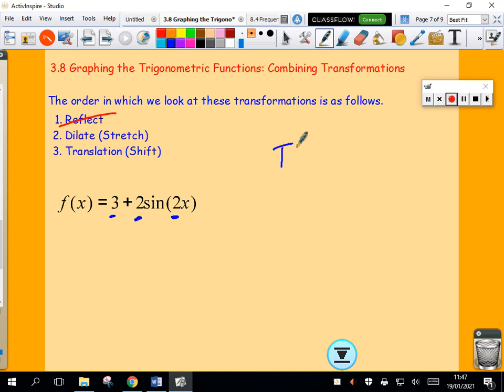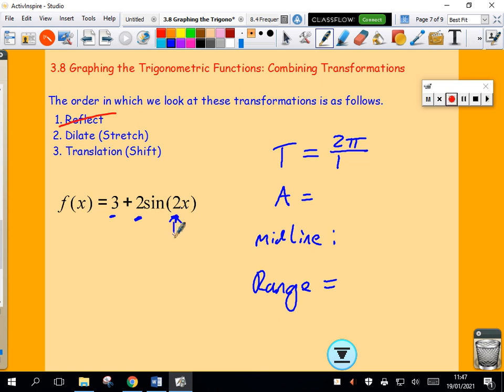So I'm going to go through my period first. My amplitude is the next thing I'm going to talk about, then my midline, and then the range. The period is always going to be 2 pi divided by the absolute value of whatever the coefficient in the argument is. Here the coefficient in the argument is 2, so it's going to be 2 pi divided by the absolute value of 2, which is just pi.